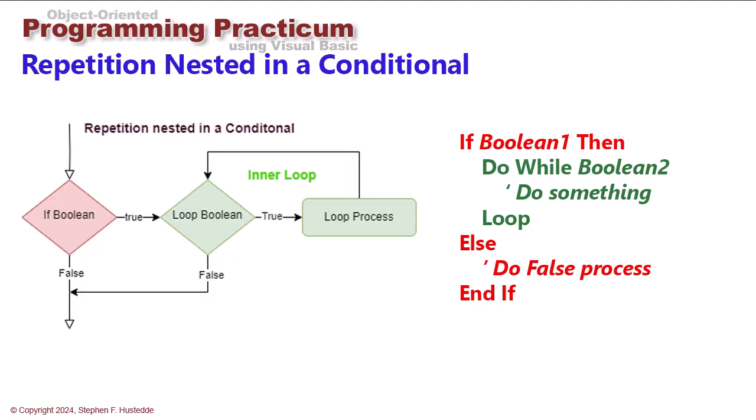Our next nested structure is a repetition inside a conditional. So here we might have an if, else, end if condition where one of the forks contains a loop. Maybe a do-while loop, it could be a do-until loop, it could be a for loop, or even a for-each loop. Let's look at an example.